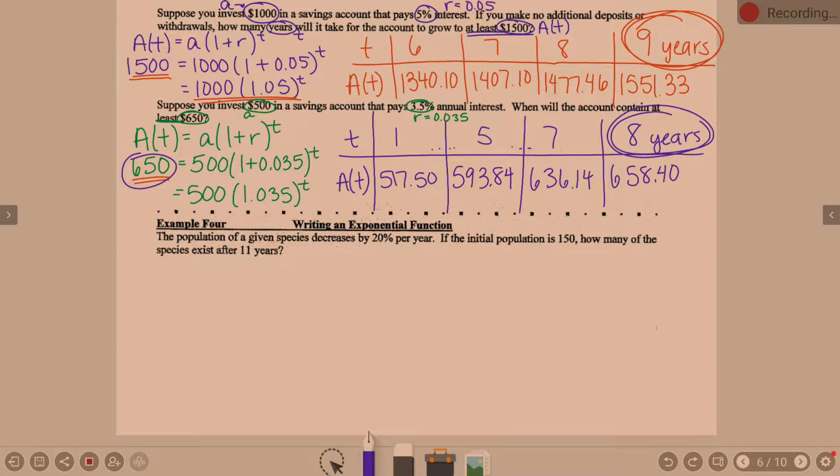And do I need to enter this on the calculator? Are you guys good with this? 500 times 1.035 raised to the 8th. There's my verification of the 658.40.